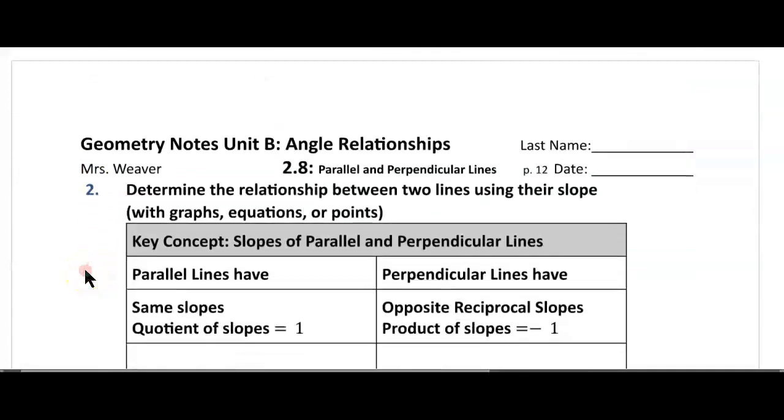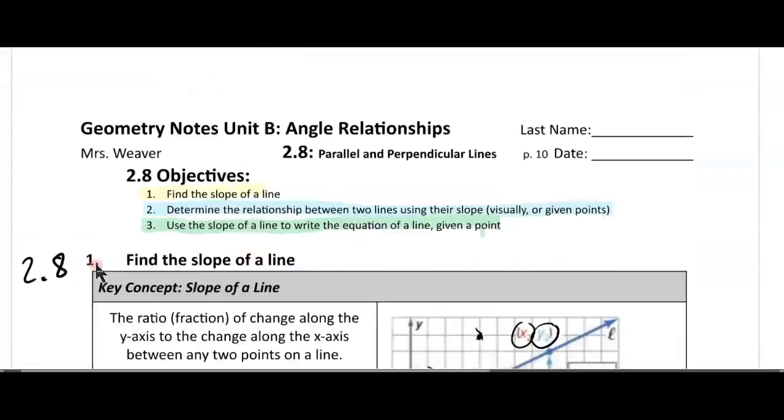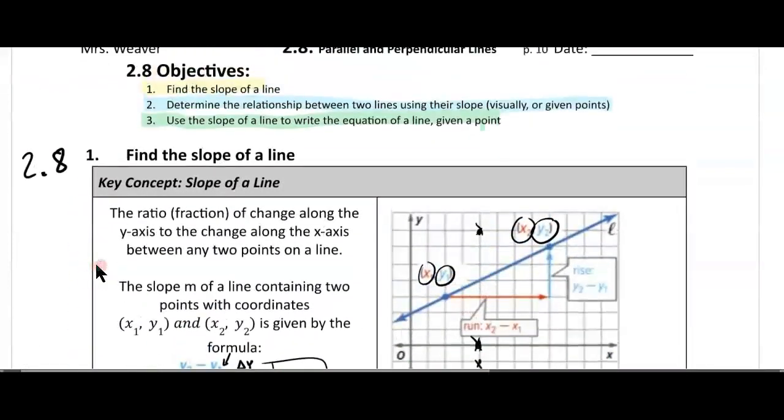All right. That is the end of objective number 1, finding slope of a line both from a graph, from 2 points, or from an equation.